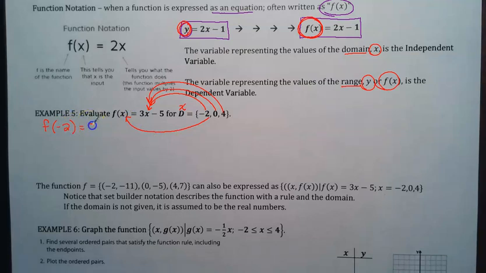So that's going to equal 3 times -2 minus 5. So 3 times -2 is -6, minus 5. -6 minus 5 is -11. And so I know f of -2 equals 11, or -11, pardon me. So f of -2 equals -11.